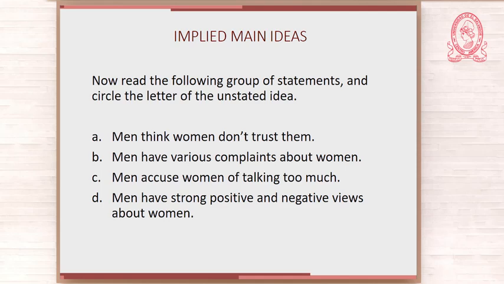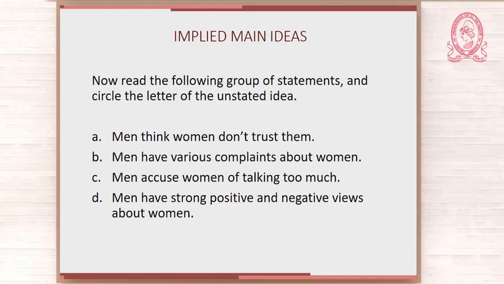Now read the following group of statements and choose the letter of the unstated idea. Letter A, men think women don't trust them. Letter B, men have various complaints about women. Letter C, men accuse women of talking too much. And letter D, men have strong positive and negative views about women.